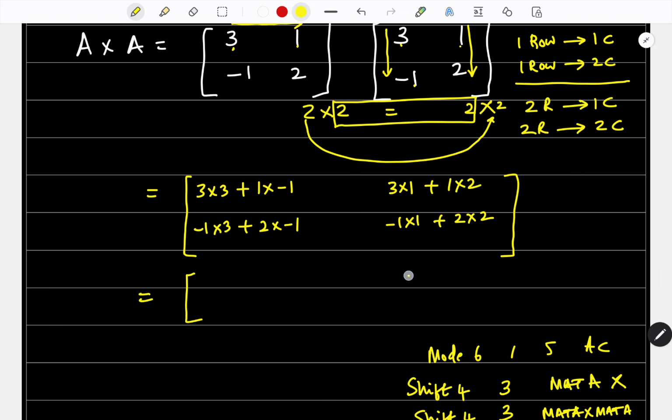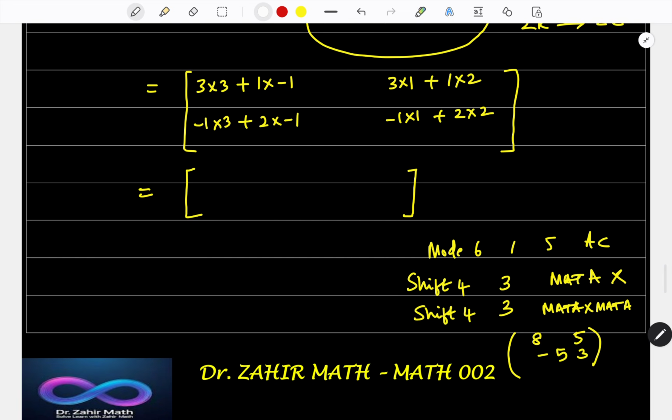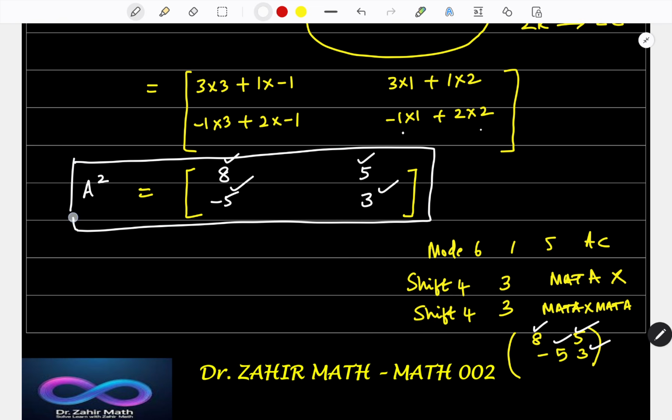Okay. Now you open the matrix, right? You simplify outside or inside, no problem. 3 3s are 9. 9 minus 1 is going to become 8. 3 1s are 3. 3 plus 2 is going to be 5. Minus 3 minus 2 is going to become minus 5. Minus 1 plus 4 is going to become 3. Now check your answers. Wow, lovely. 8, 5, and then minus 5, 3. Yes. Make sure your answer is correct from the calculator, but the steps are very, very important. Keep in your mind.